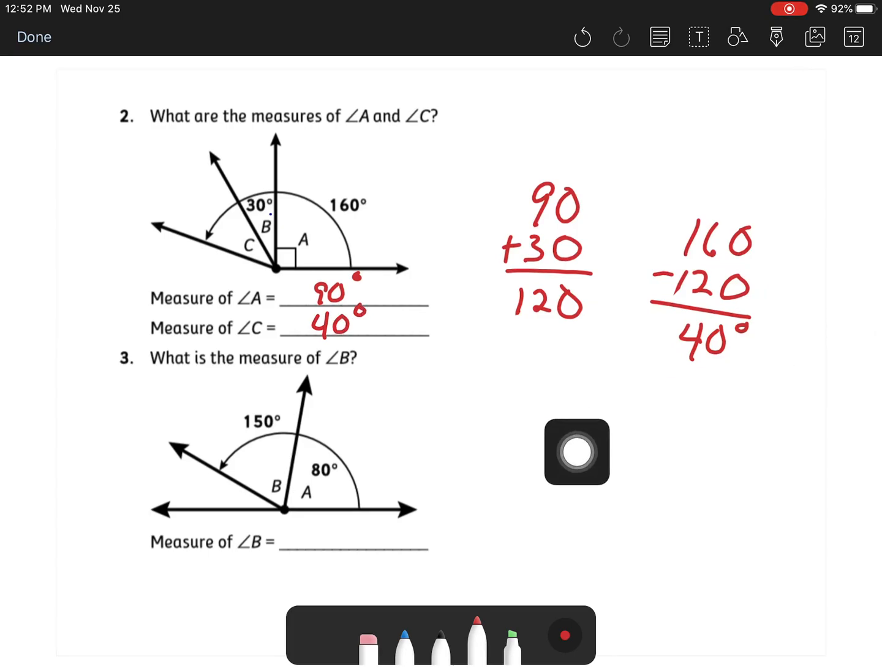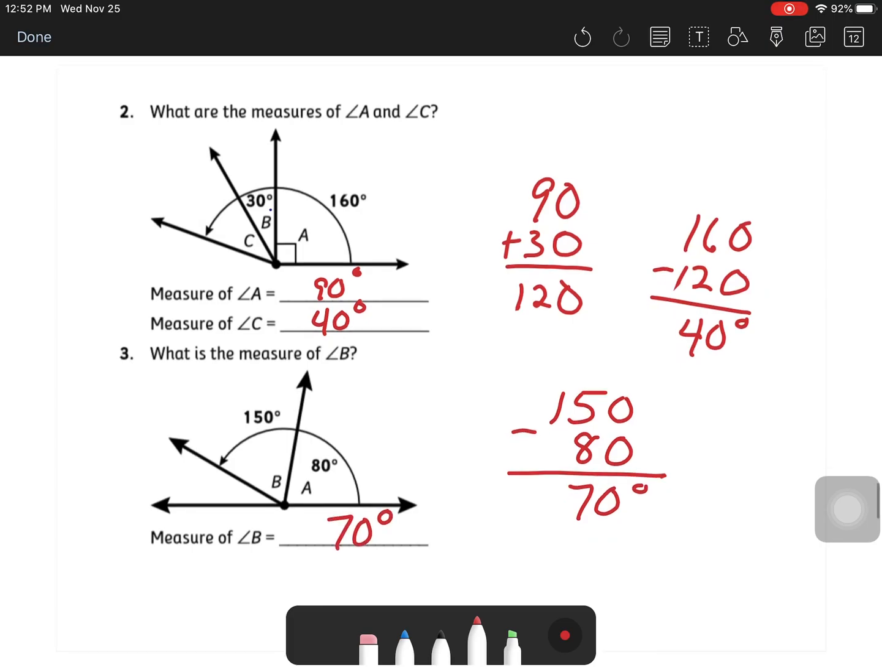All right, for number 3, it says what's the measure of angle B right here? And they give us a total of 150, and then they tell us this part of it's 80. Angle A is 80. So if we subtract those two, we should be able to get our answer. 150 minus 80, and that's going to give us 70. So angle B should be 70 degrees.